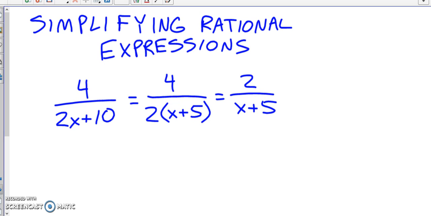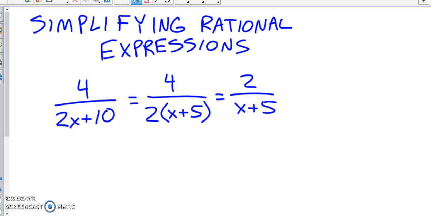Notice that you cannot do this, so don't write this part. But 4 becomes 2 and 10 becomes 5. You can't just do an individual piece like that. You've got to be able to do the whole thing when there's addition or subtraction. Okay?